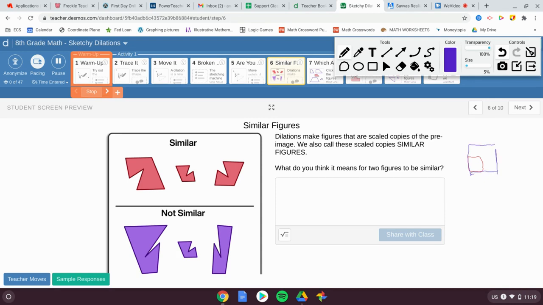So I go 2 times as big. So I would multiply all of these sides by 2. All right.